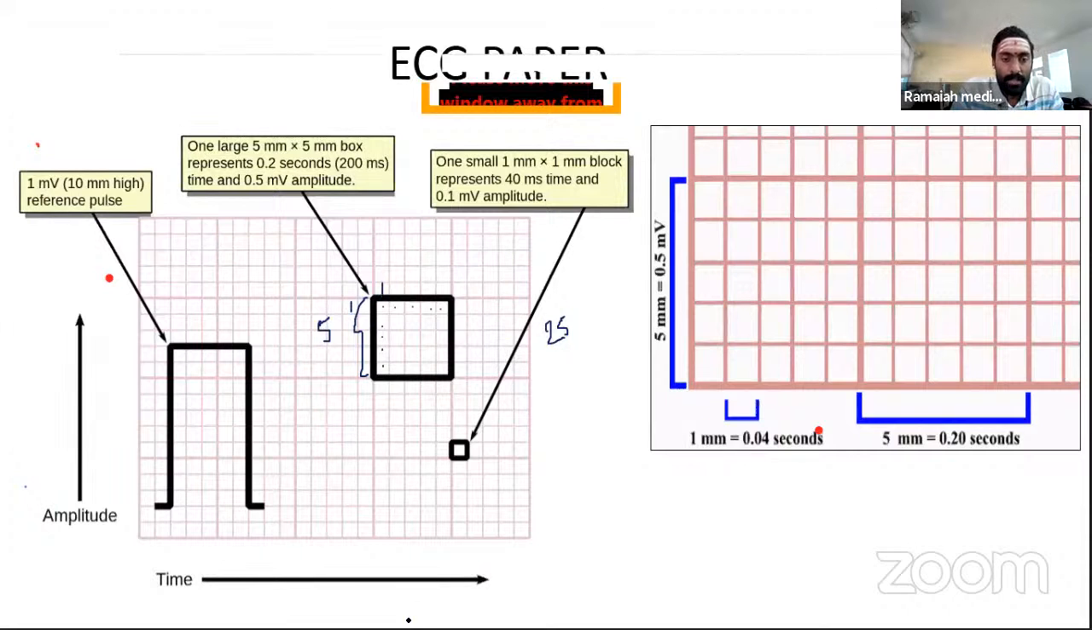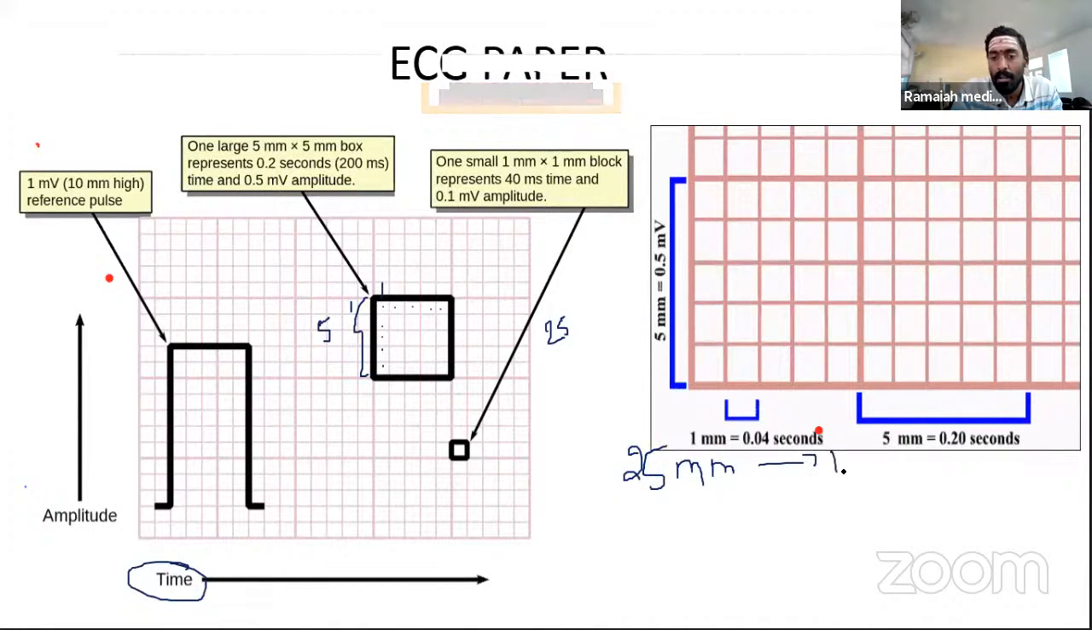So we'll see what is the time here. The speed of the ECG is very important. It runs at 25 millimeter per second. So it moves 25 millimeter in 1 second. So that means 1 millimeter will be equal to 1 by 25 seconds, which is 0.04. That is what we get, 40 milliseconds or 0.04 seconds.